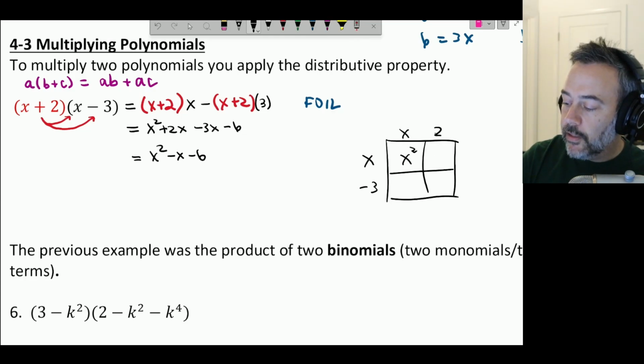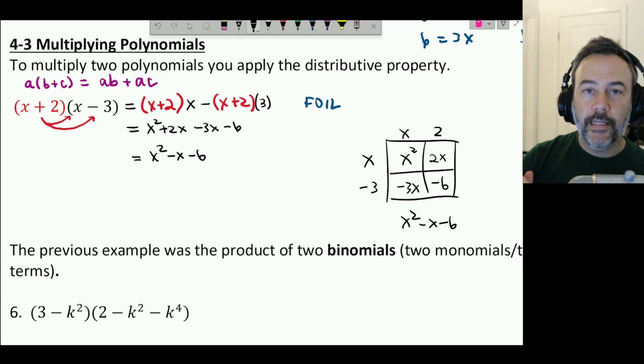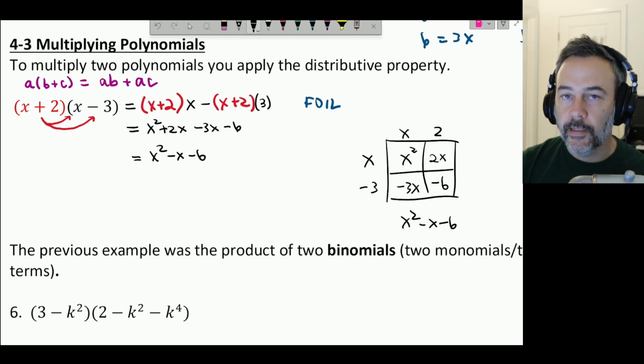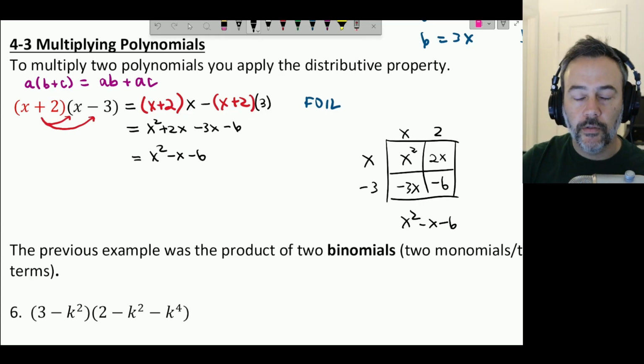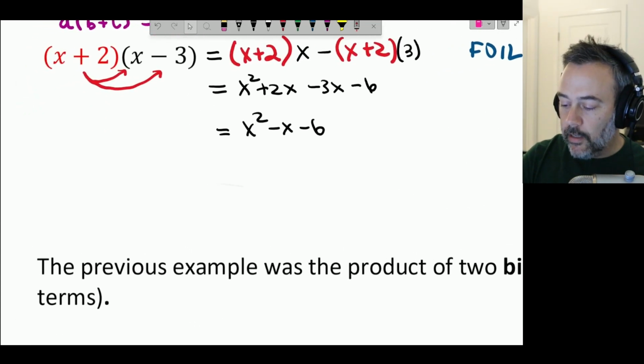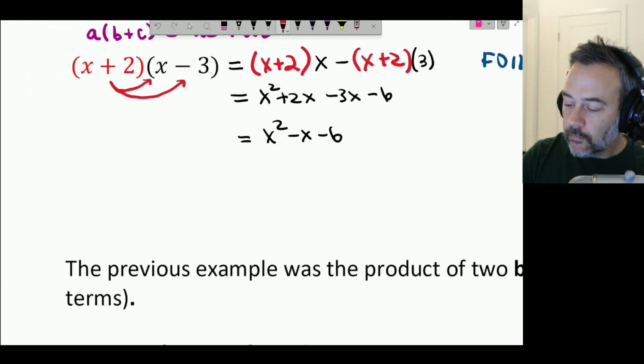X squared, x times 2 is 2x, 2 times negative 3 is negative 6, x times negative 3 is negative 3x, and if we add up all the pieces, we get x squared minus x minus 6. Nice scaffold when you're learning. We need to drop that as soon as possible because we need to be jumping straight to the answer. Okay, how do I do it?